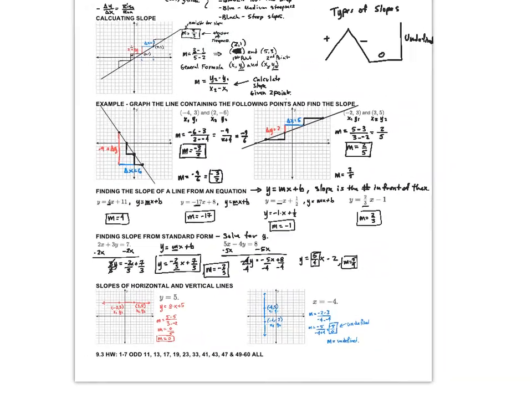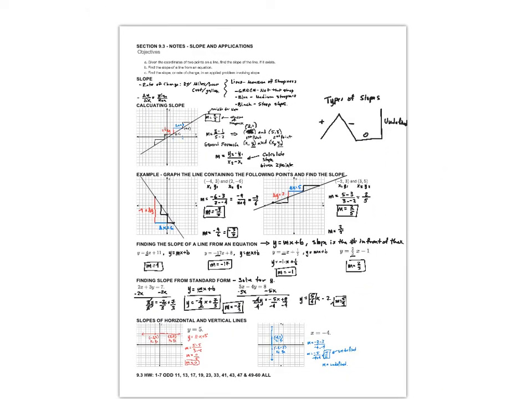That's kind of what we're doing here on how to find slope. It's a very useful tool. It's something that you guys will use in every math class from here on out. So this is really an important section. When we do our homework, I want you guys to go ahead and skip 49 through 60 all. I just want you guys to go to number 47, and that's it.